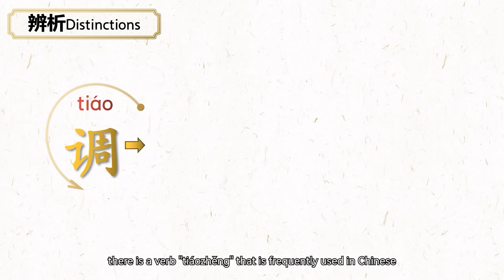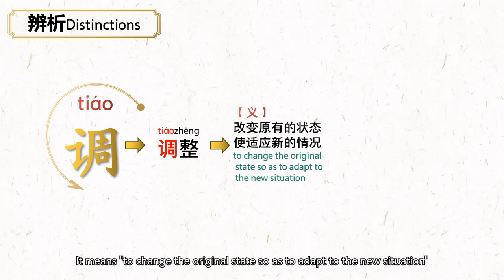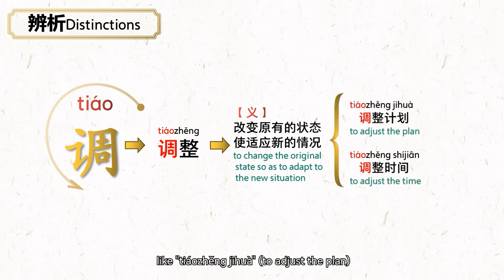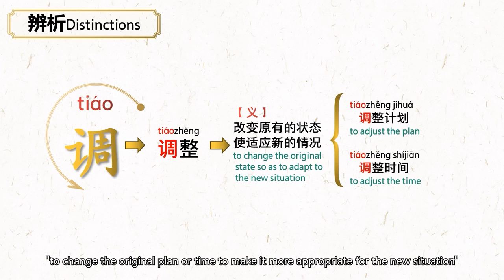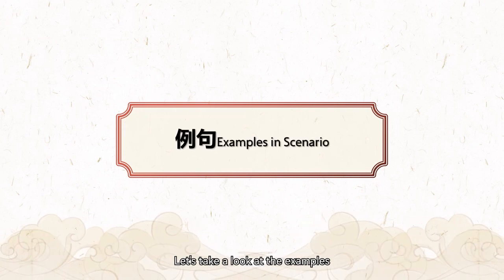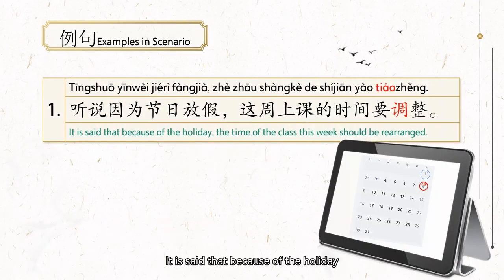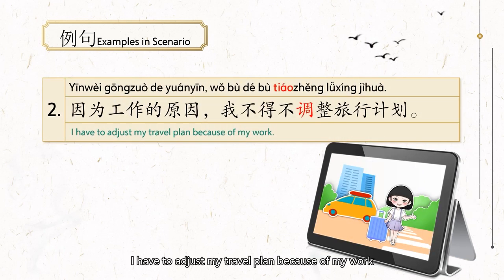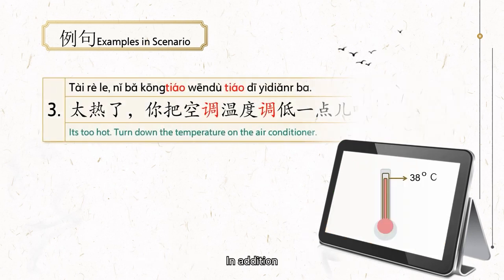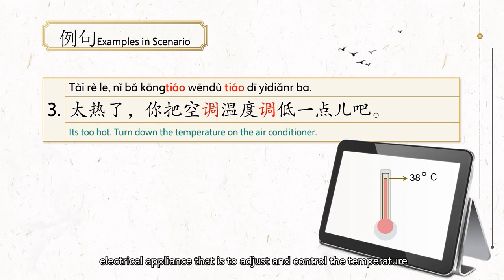For example, there is a verb 调整 that is frequently used in Chinese. It means to change the original state so as to adapt to new situation like 调整计划, 调整时间, and so on. These two phrases mean to change the original plan or time to make it more appropriate for the new situation. Let's take a look at the examples. 1. 听说因为节日放假，这周上课的时间要调整。2. 因为工作的原因，我不得不调整旅行计划。In addition, the word 空调 refers to the electrical appliance that is to adjust and control the temperature.